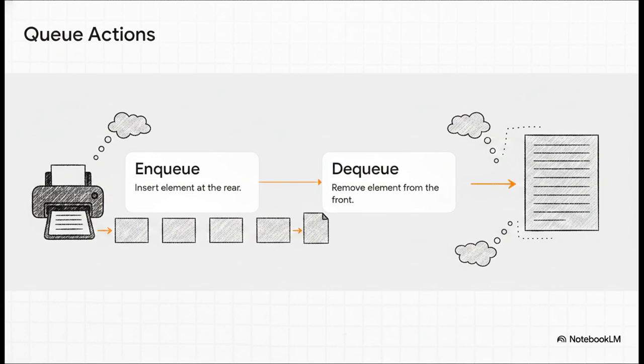The actions for a queue actually have different names than a stack, but they are just as straightforward. Picture our print job again. When you hit print, that document enters the rear of the line. We call this enqueue. Then, when the printer is finally ready for its next job, it pulls the oldest document from the very front of the line, and we call this dequeue. Enqueue at the back, dequeue at the front. It creates this perfect sequential harmony.